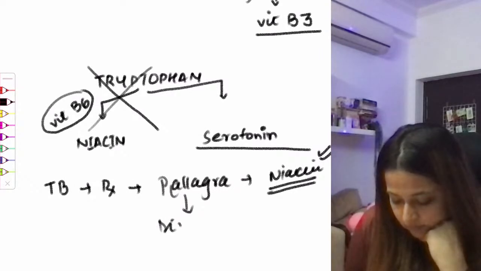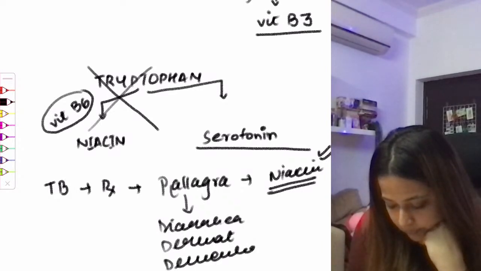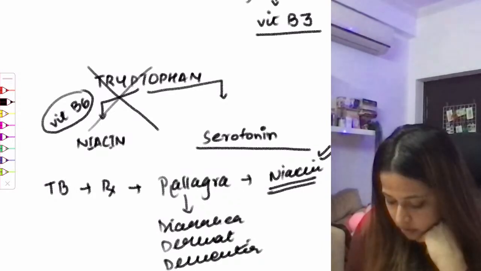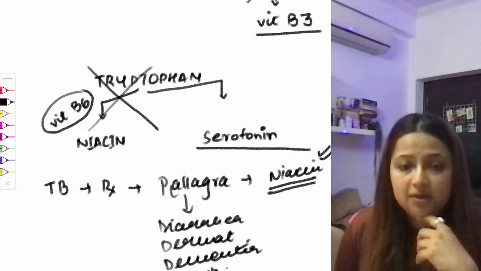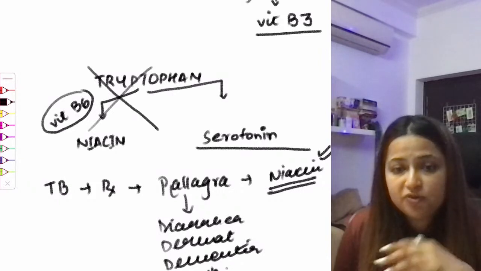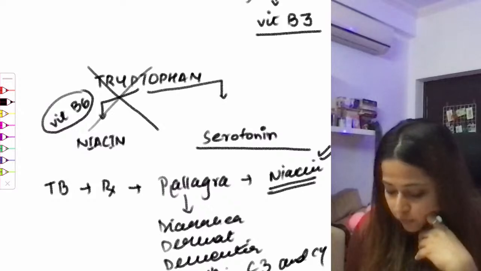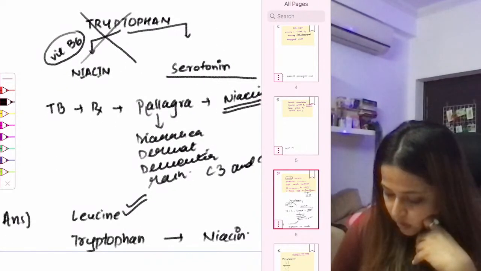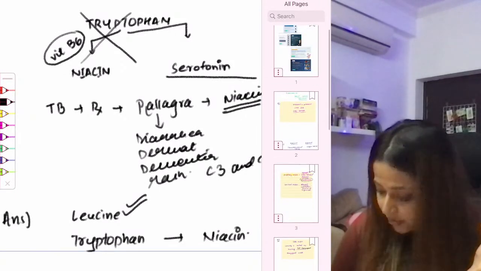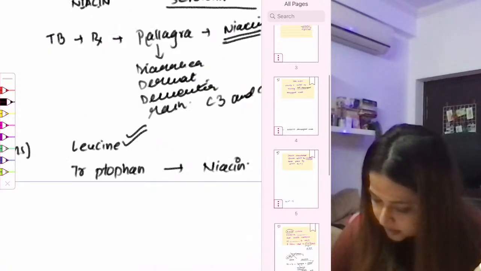So we have diarrhea, dermatitis, dementia, and there could be death of the patient also, and there's a rash, Casal necklace rash, on the sun exposed areas in the skin. The most commonly involved dermatome is C3 and C4. Now guys, why do you think that the patient who is undergoing treatment for tuberculosis would be getting pellagra? What is the reason here?